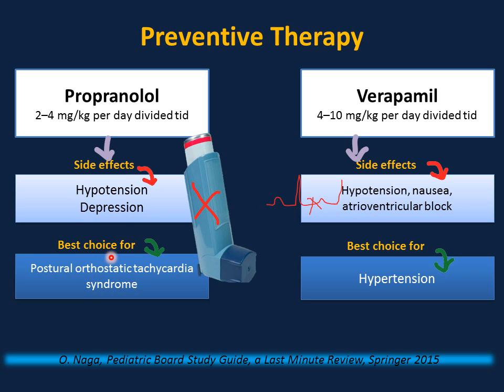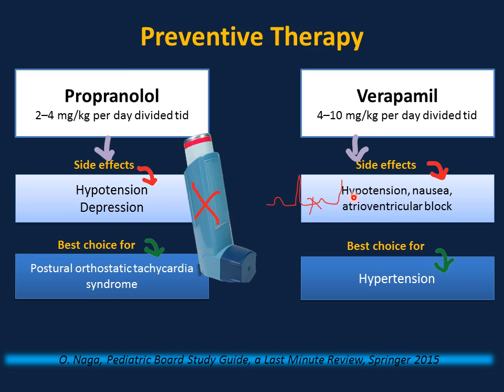This is the best choice for a child or adolescent who is performing low aerobic exercise and having postural orthostatic tachycardia syndrome, but is not a good option for a child who is a competitive athlete because it may decrease their performance. Verapamil is a calcium channel blocker, another option.